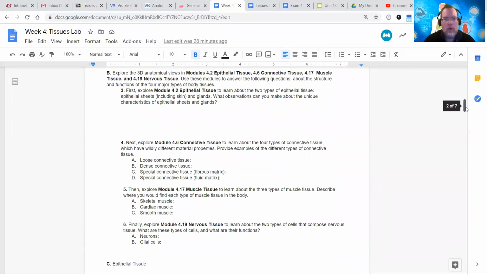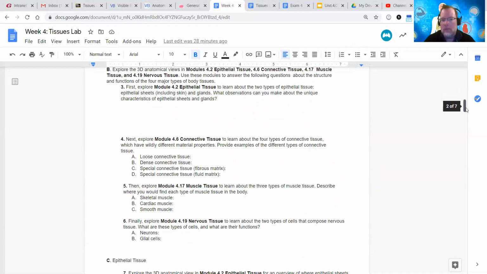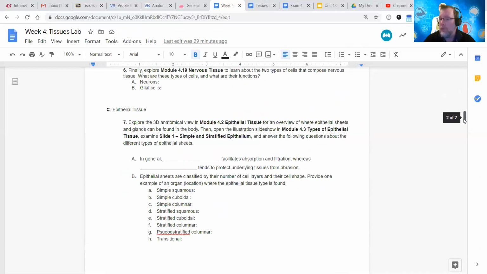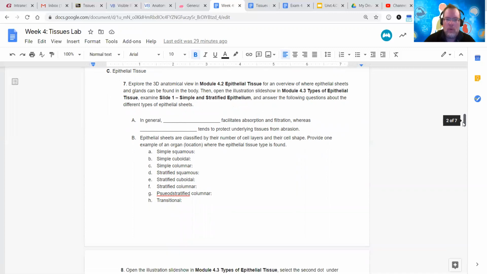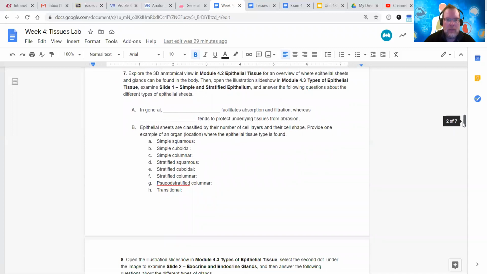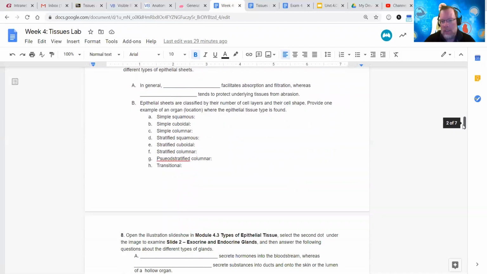Okay, so then 4.2 asks you a couple of different types of questions. It gets into epithelium, connective, muscle, and nervous, and a couple more questions, and then it starts honing in on the specifics. Letter C starts getting into epithelial aspects. So module 4.2 and 4.3 will go through the epithelial aspects. So just providing one example of organ or organ location.